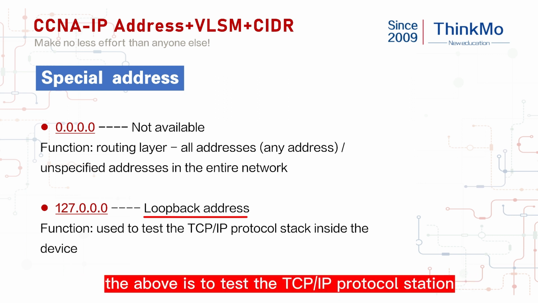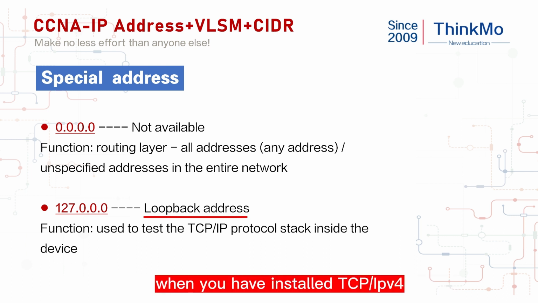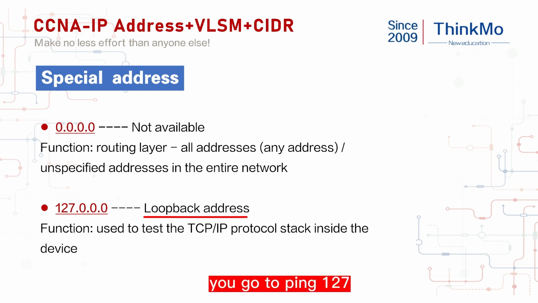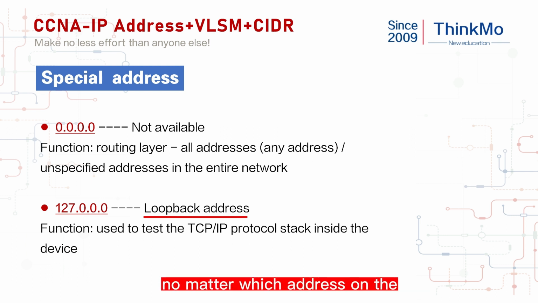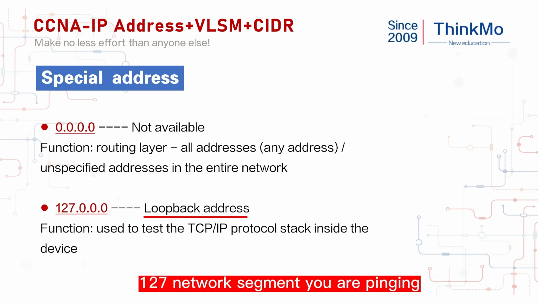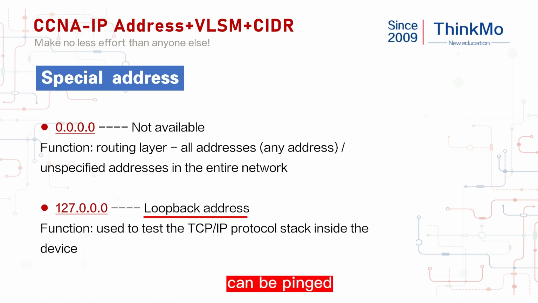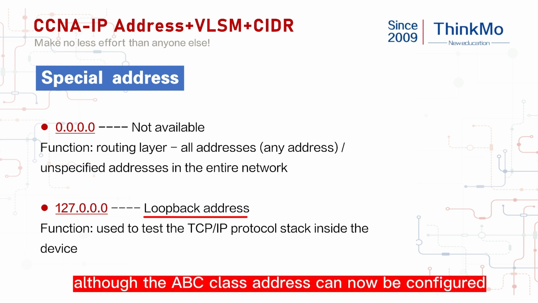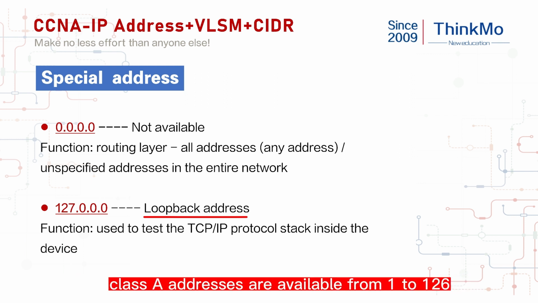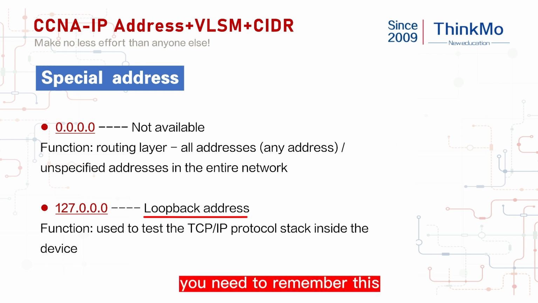The above is to test the TCP/IP protocol stack. When you have installed TCP/IPv4, you go to ping 127. No matter which address on the 127 network segment you are pinging, from 127.0.0.1 all the way back, it can be pinged. It tests the underlying protocol. So you will find, although ABC class addresses can now be configured, there aren't actually that many addresses available. Class A addresses are available from 1 to 126. You need to remember this.